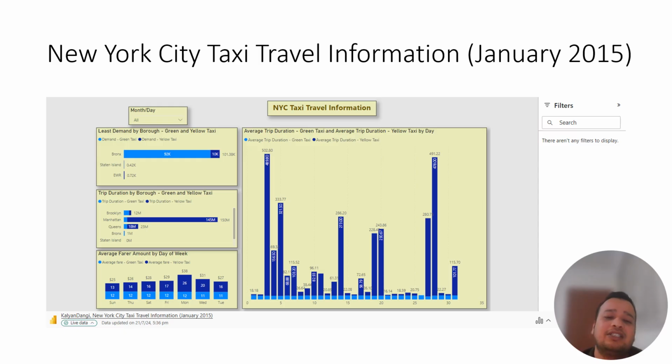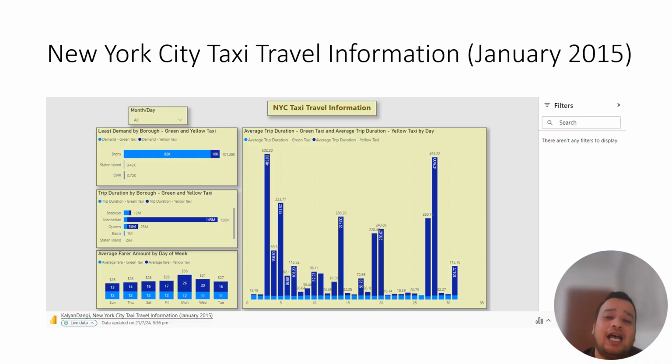The slicer filters the data by month and day, allowing us to focus on specific time periods. The stacked bar chart shows the least demand by borough for green and yellow taxi trips, duration by borough for both taxi types, and the average fare amount by day of the week. The stacked column chart displays the average trip duration for green and yellow taxis by day. And we found as findings, Staten Island had the lowest demand for taxis at 415 trips.